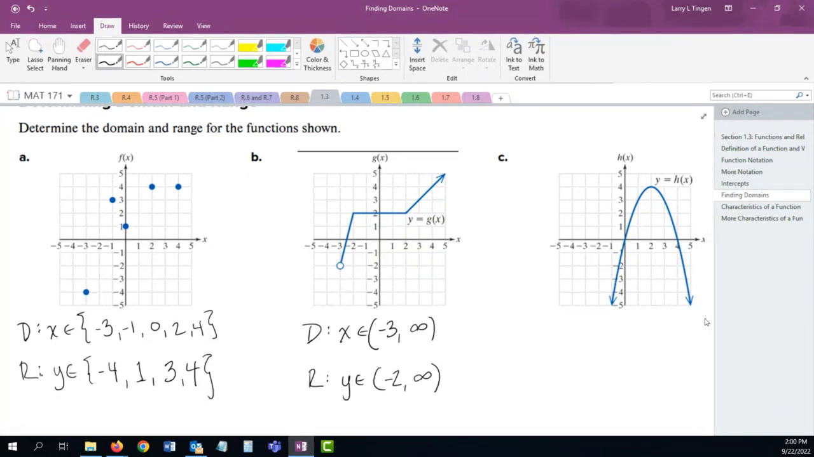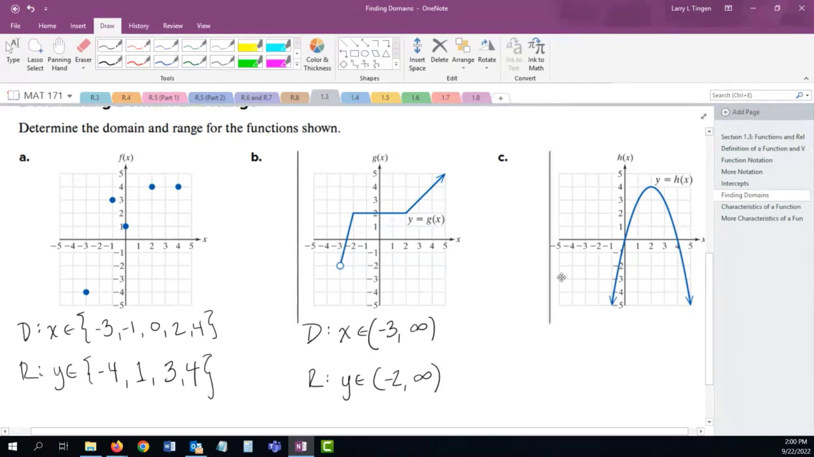All right, so let's look at the last one. I'm going to grab my line and start from left to right. And as I move from left to right, notice that in part A and B, I'll keep moving and then I'll hit a point. I'll either hit an open circle or a closed circle. And this one I don't.